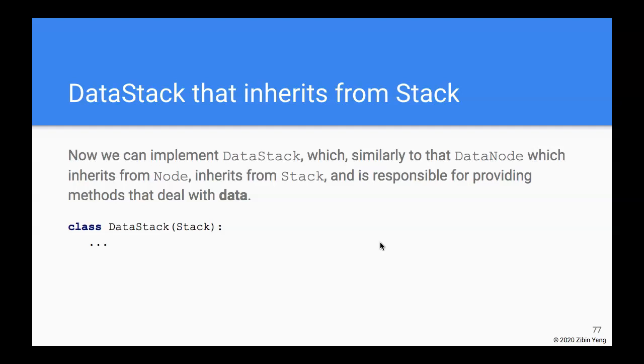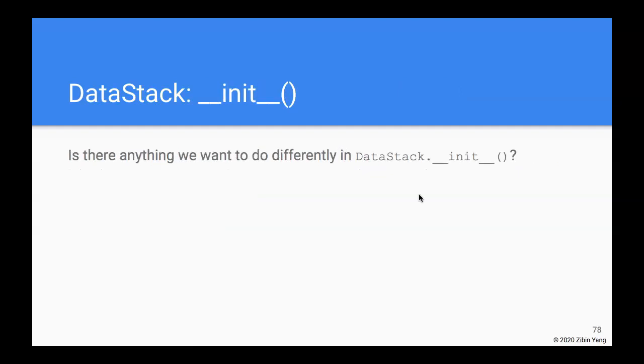Now, the next thing we're going to do is implement what's called DataStack. So just like the data node, which inherits from the node and adds the capability to store data in the node, DataStack is going to inherit from stack, and it's going to provide the capability for the client to manipulate data, to either push data or pop data. So we're going to start with that. DataStack inherits from stack. And the first question is always, what do we need in the initializer?